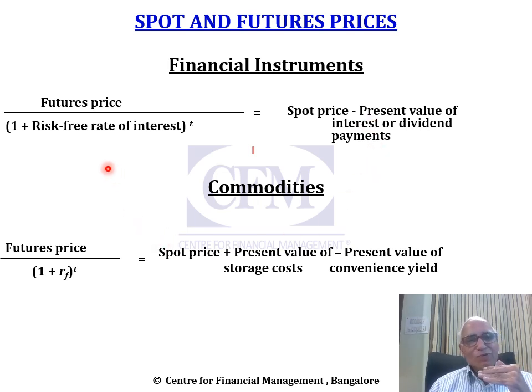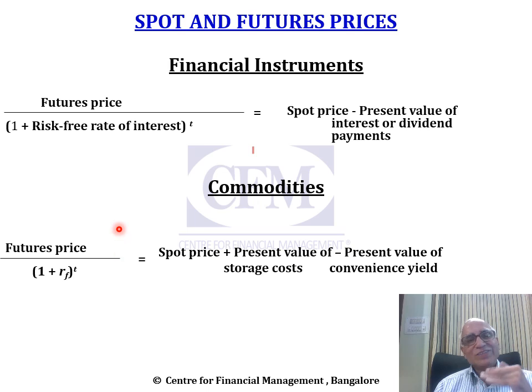What is the relationship between futures price and spot price for commodities? On the left hand side is the present value of the futures price. On the right hand side is the present value of the spot contract. When you enter into a spot contract for a commodity, you pay the spot price. Since you get the commodity, you have to store the commodity. So there is a cost associated with the storage of the commodity. The present value of the storage cost has to be added to the spot price. Of course, when you buy something in the spot market, you have the convenience yield available to you. If you buy aluminum in the spot market, you can use aluminum for your production purposes.